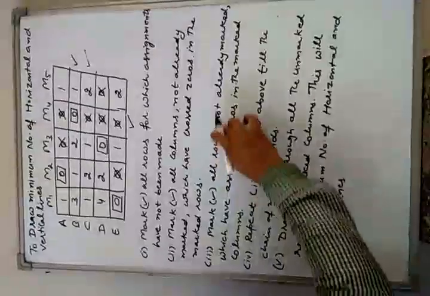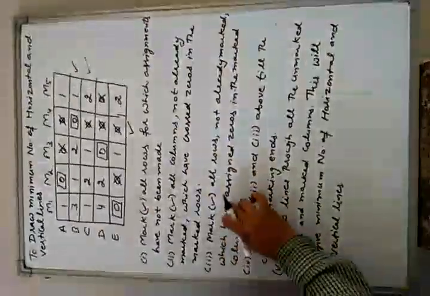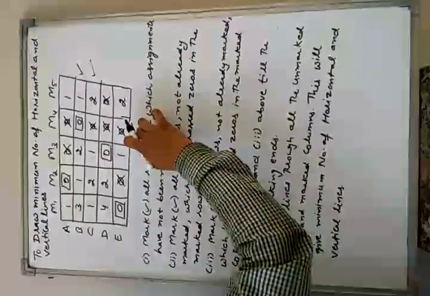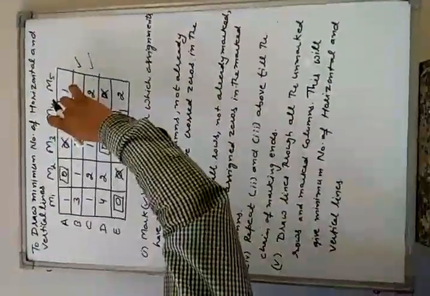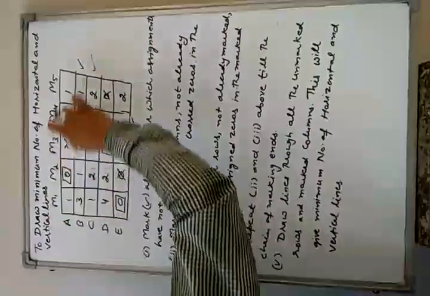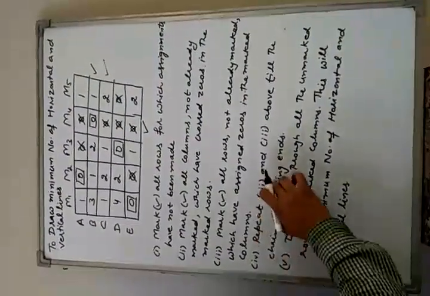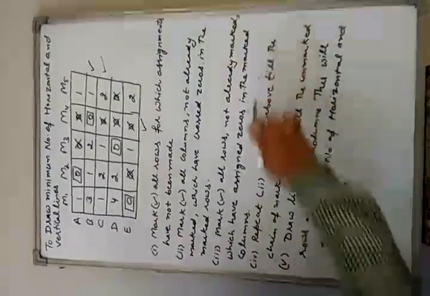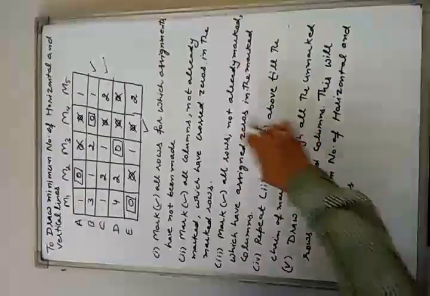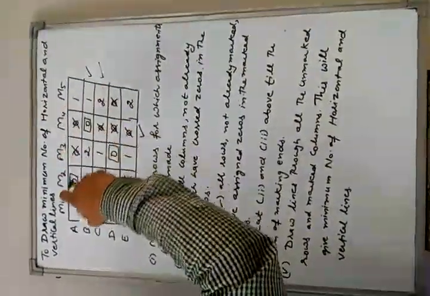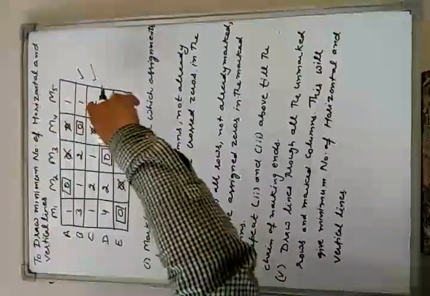Mark all rows not already marked which have assigned zeros in the marked column. This is our marked column, and we look at this column. The assigned zero lies here in this row. Therefore, we mark this row. Now the fourth step is to repeat the second and third processes till the chain of marking ends. We have to repeat this procedure till the chain ends.